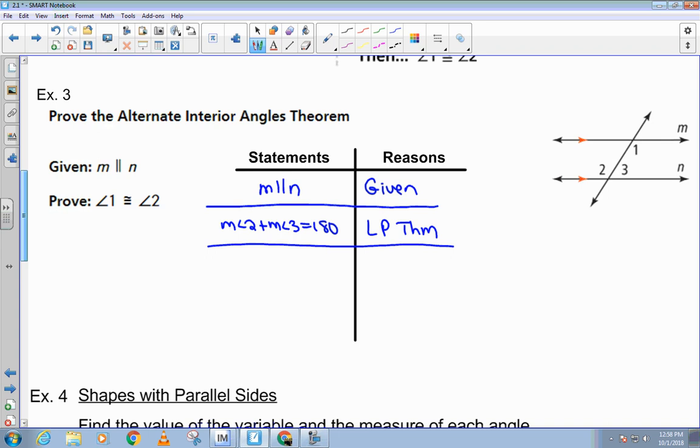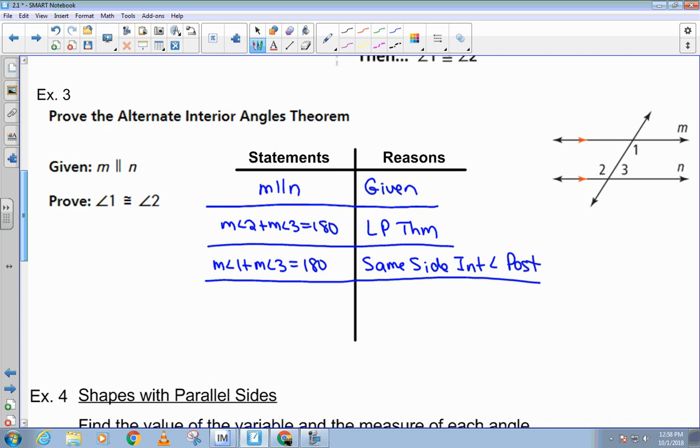Does 1 and 3 have a relationship? They're supplementary because they're what? That was the first postulate that we learned. We can use that in this proof. Same side interior angle postulate, okay? So we can also say that the measure of angle 1 plus the measure of angle 3 equals 180. And that is the same side interior angle postulate.